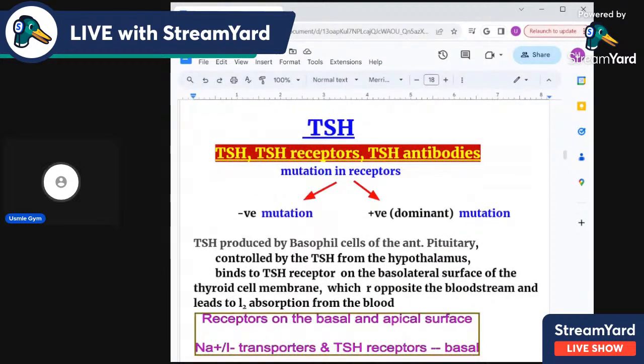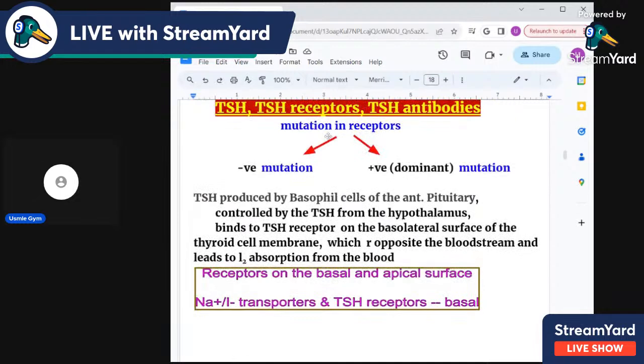Now let's discuss the TSH. In this, we will discuss TSH receptors and TSH antibodies. I'll discuss the mutation in the receptor later.